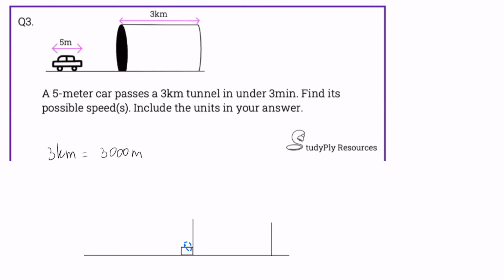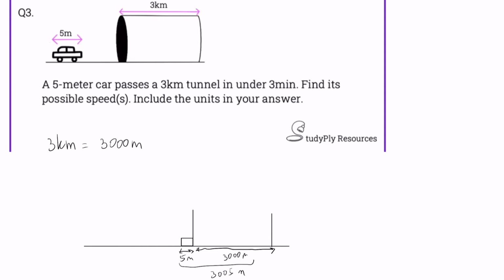So the actual real distance that this car will be traveling is the length of the car plus the length of the tunnel. In total, that is 5 meters here and 3,000 meters here, excuse my handwriting, I know it's awful, in total making 3,505 meters. So that will be the total distance that the car will need to travel to completely pass the tunnel. It's just basic logic. Now let's use our simple distance equals velocity times time, or speed times time. I prefer to use velocity.